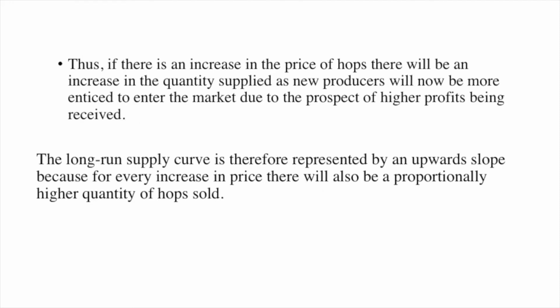Thus, if there's an increase in the price of hops, there will be an increase in the quantity supplied as new producers will be more enticed to enter the market due to the prospect of higher profits being received. The long-run supply curve is therefore represented by an upward slope because for every increase in price, there will also be a proportional higher quantity of hops sold.